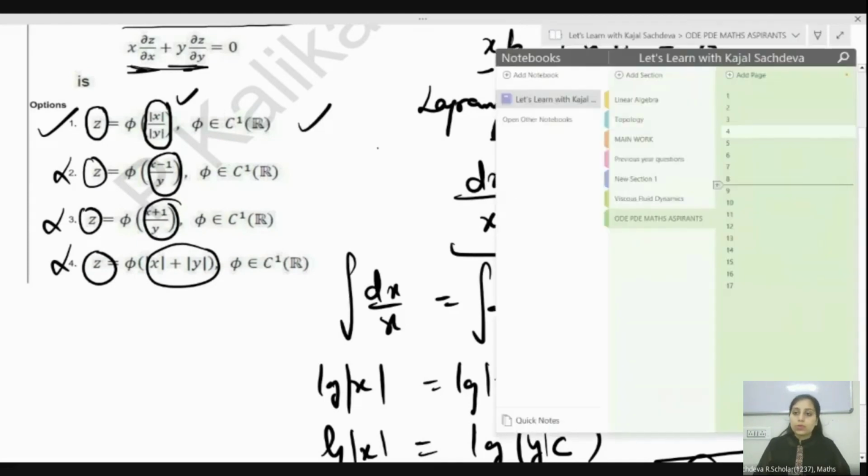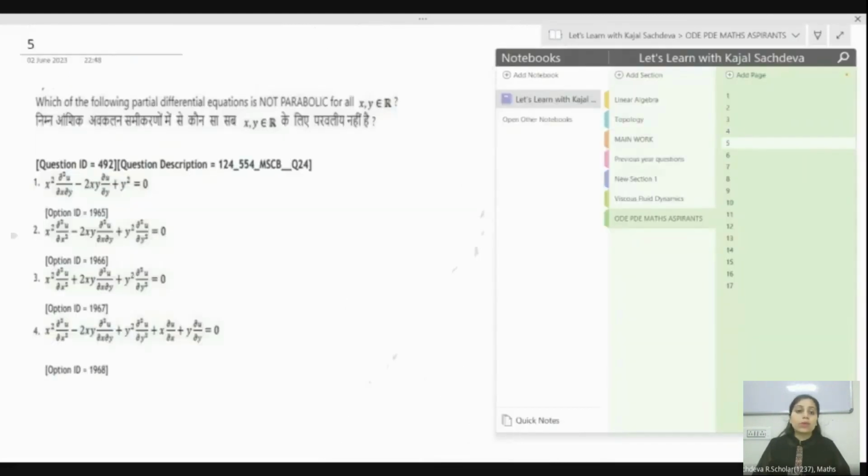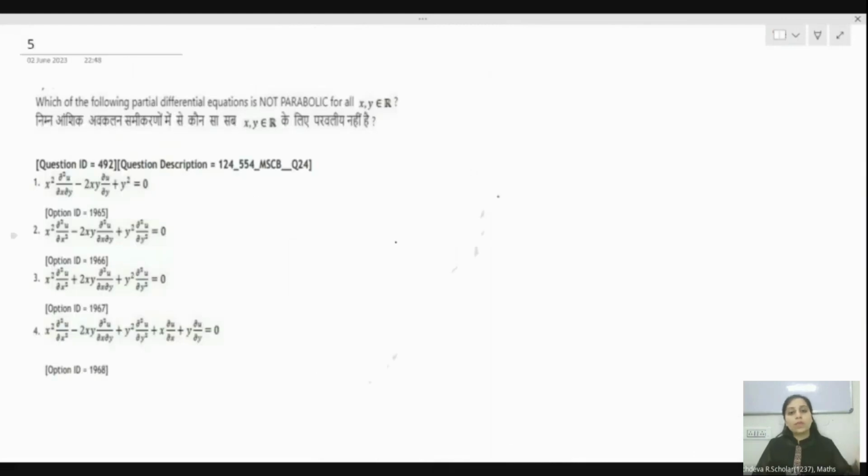So let's move to another type of problems now. Different from the previous. I can surely say in the coming CSIR NET exam, one question from Cauchy problem will surely come, and one question from this type of problem. Now, the given equation is parabolic, hyperbolic or elliptic. So how can we check a given partial differential equation as parabolic, hyperbolic, or elliptic?